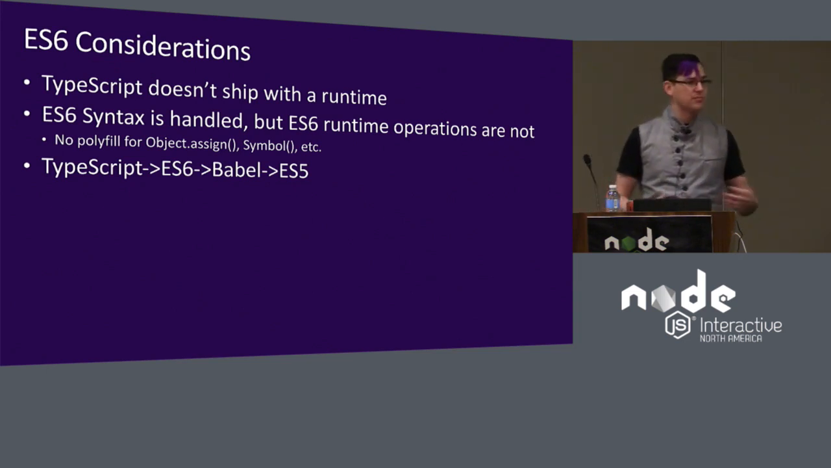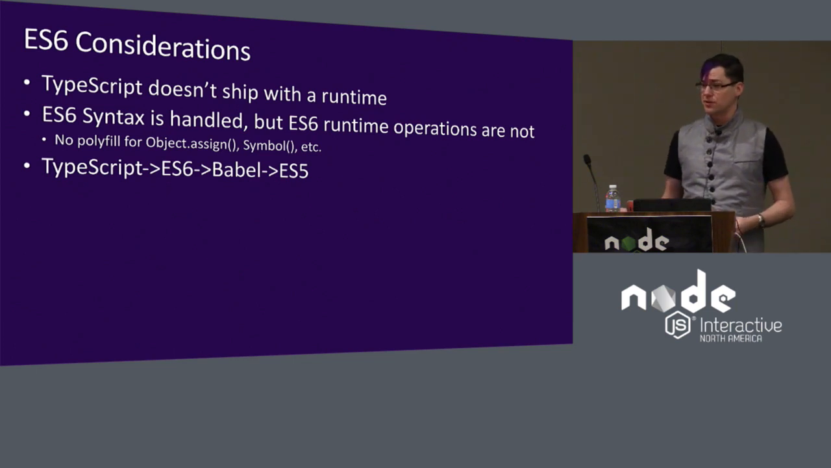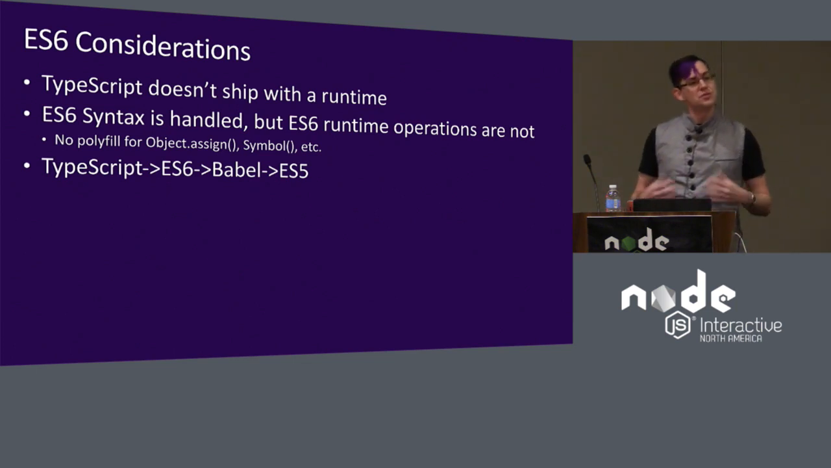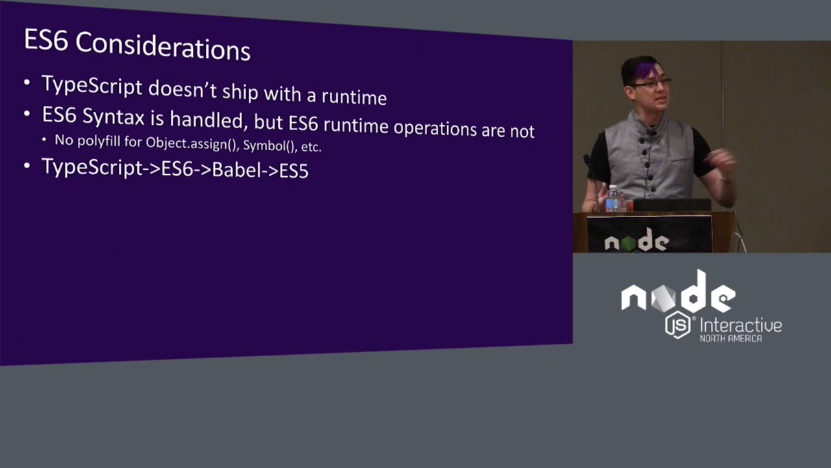So if you have to target older versions of Node, or if you're working in the browser, you might have to do something complicated. Usually the recommended way is to go TypeScript to ES6, which basically just strips off the types, and then use Babel to go the rest of the way and include the Babel runtime.